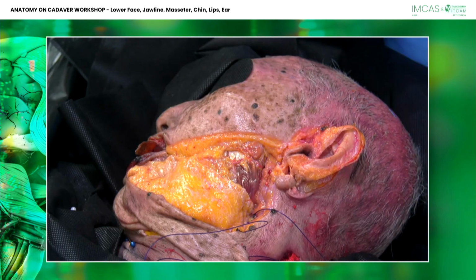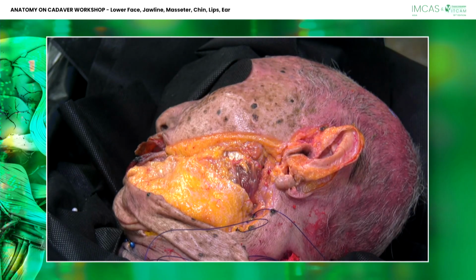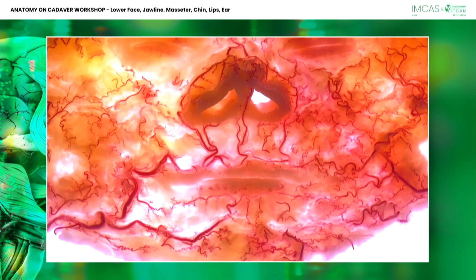And finally, I would like to show you the vascular system at the periorbital area. Here, this is the modified Schiller staining that I did. Can you see here? This is the branch of the facial artery.